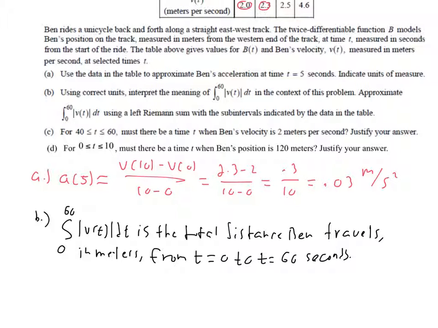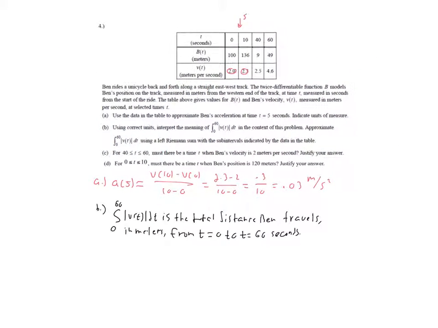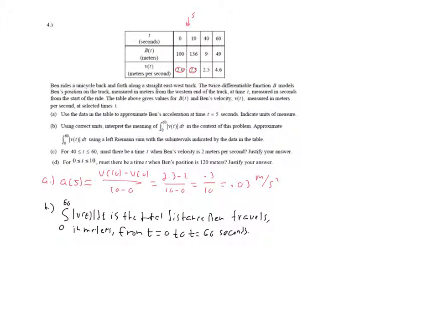Now let's estimate what that is. This is still part of B. Sorry. We want to use 3 subintervals. So we want to go from 0 to 10. We want to go from 10 to 40, which is 30 units apart. And we want to go from 40 to 60, which is 20 units apart. And we want to use a left Riemann sum.